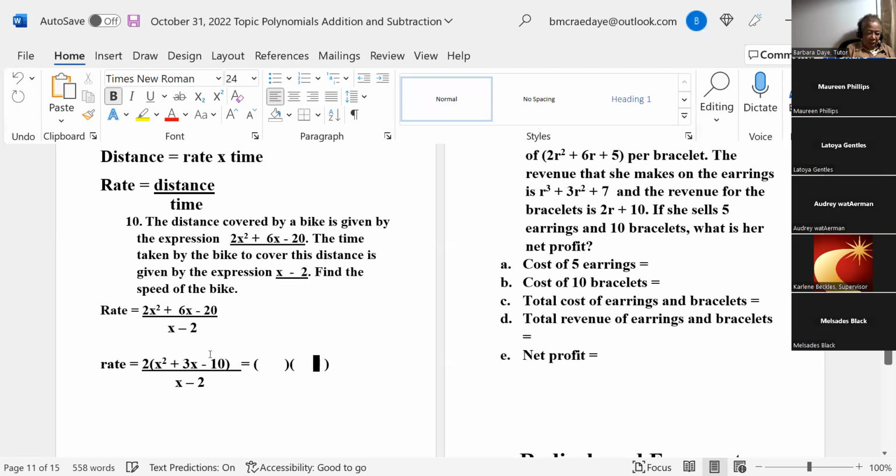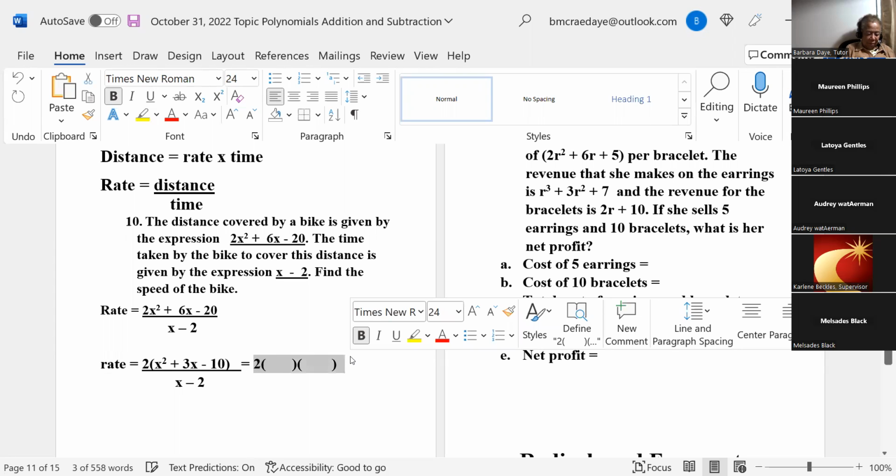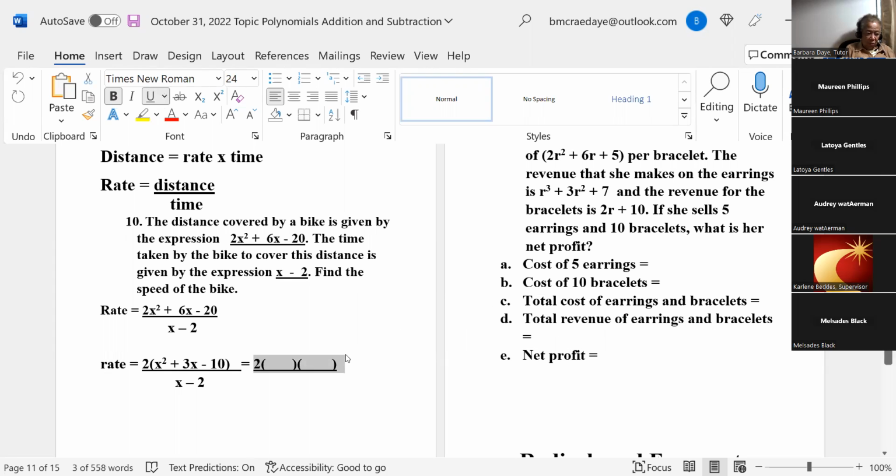So the 2 is still out here. Let's put the 2. The 2 is still there. Now, what 2 expressions multiply to give me that quadratic? Maureen, you're getting there. Keep thinking. You're on the right track. What 2 expressions multiply to give you x to the second plus 3x minus 10?